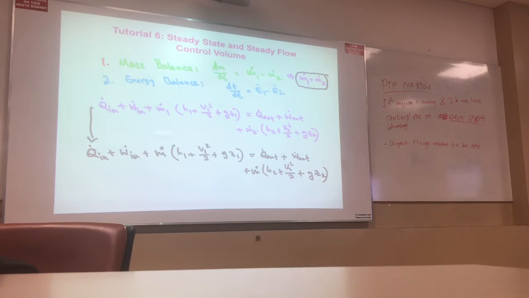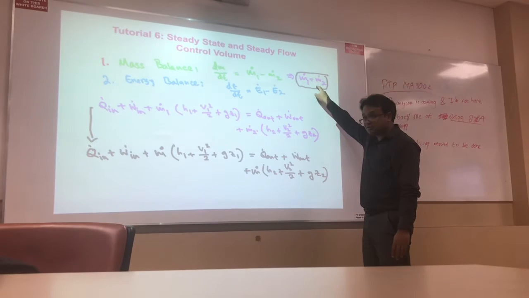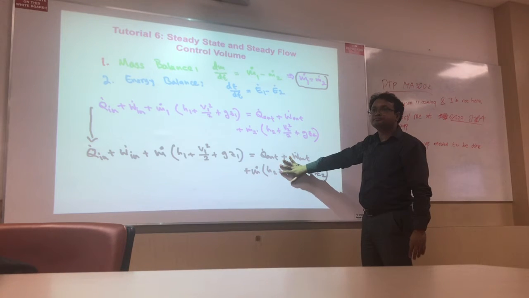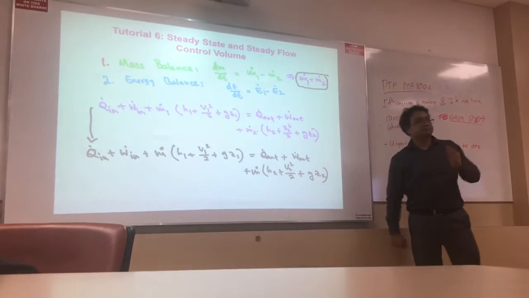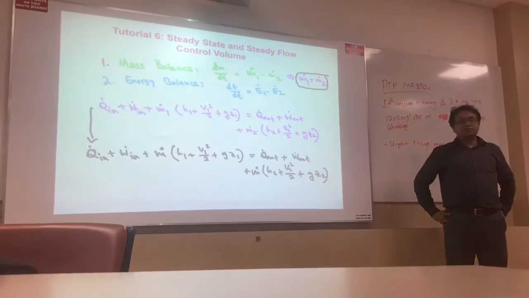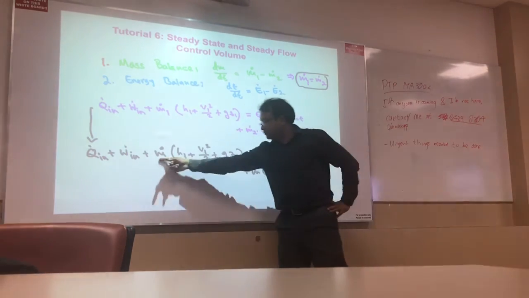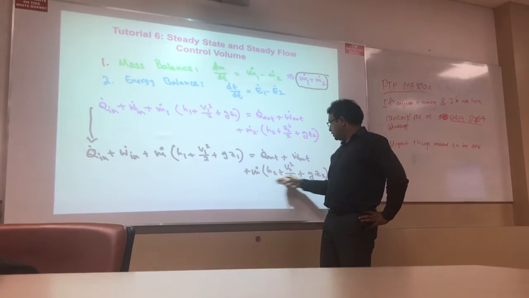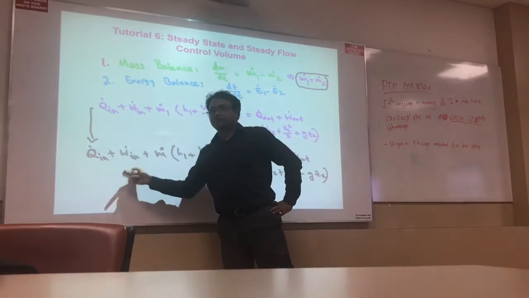Alright. So today's tutorial I am using two equations. One is this and one is this. And in the class I explained how we can derive this equation. One is mass balance, one is energy balance. This one is the energy the fluid brings at inlet and at outlet, and this is the heat and work interaction at the outlet, heat and work interaction at the inlet. That's all.